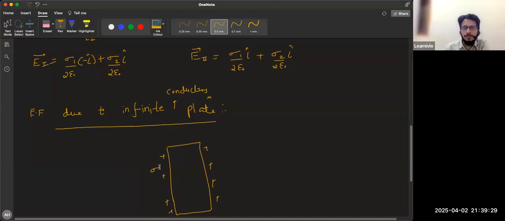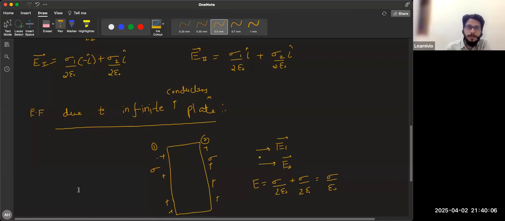So if you give charge, here the surface charge density is plus sigma, and here also the surface charge density is plus sigma. If you want to calculate field here, both the surfaces will generate field here. Due to positive charge, the direction of field is away from the charge. Similarly, due to another positive charge, the direction of field is again away from the charge. Both the fields are in the same direction. So it's sigma by 2 epsilon naught plus sigma by 2 epsilon naught. It comes out to be sigma by epsilon naught.